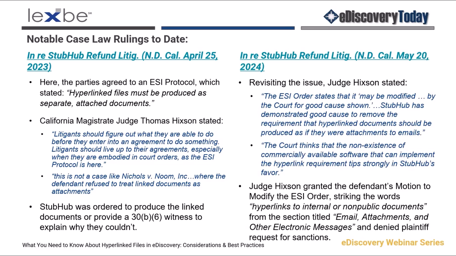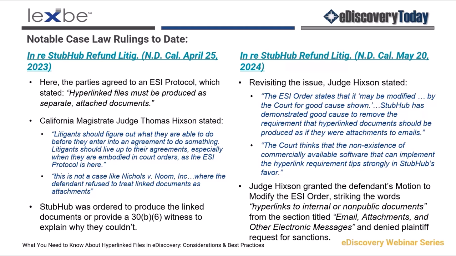About 13 months later, Judge Hickson revisited the issue after StubHub finally did make it clear just how difficult producing these files were, and after they submitted to that 30(b)(6) deposition. So Judge Hickson noted that the ESI protocol stated that it may be modified for good cause, to which he found that StubHub had demonstrated good cause to remove the requirement that hyperlinked documents should be produced as attachments.